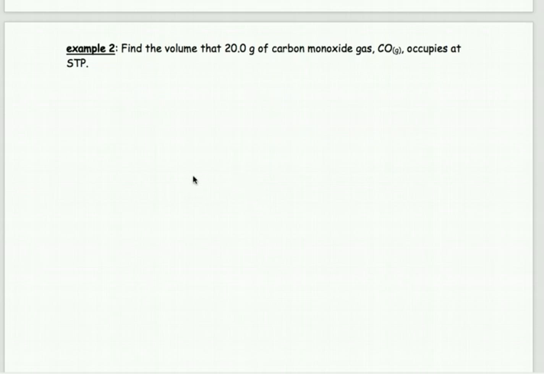Okay, so we're on to example 2. Find the volume that 20 grams of carbon monoxide gas occupies at STP. All right, so let's write down the stuff that we're given here.